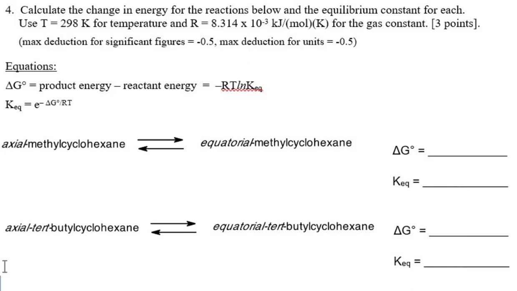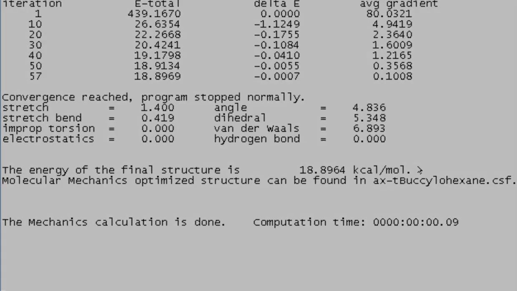Now you can complete the assignment and finish the last questions in number 4, which involve calculating delta G and Keq for the interconversion of axial and equatorial tert-butylcyclohexane. Remember that the equilibrium constant is a ratio of products to reactants. Equilibrium constants that are greater than 1 and very large indicate products are very favored. Equilibrium constants that are less than 1 indicate reactants are favored. This is the end of the experiment.